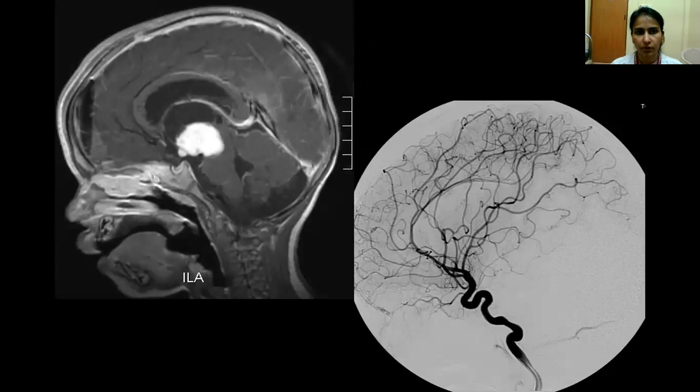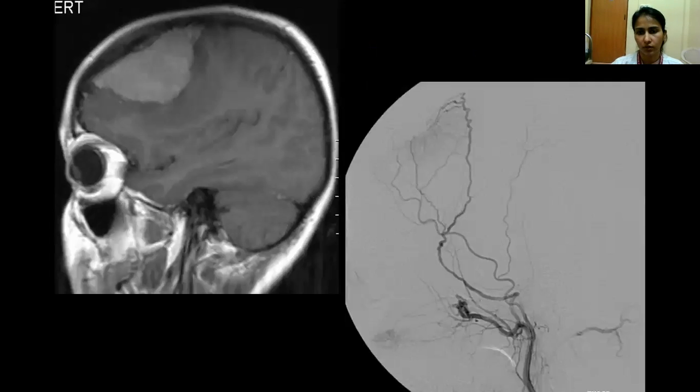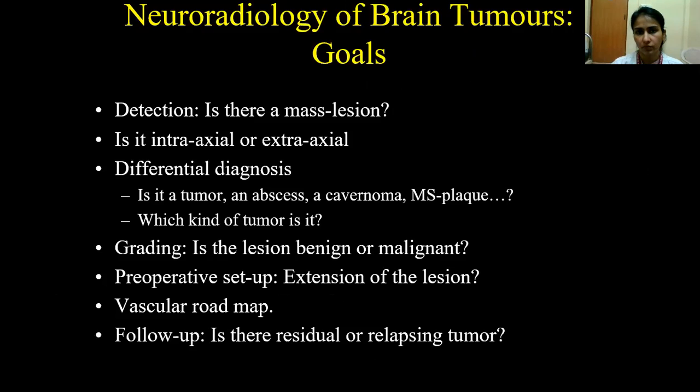So this is an example of enhancement. This is a contrast enhanced image. And here we can see the vessels picking up the contrast and getting enhanced. And this is the tumor that is enhancing so homogeneously.